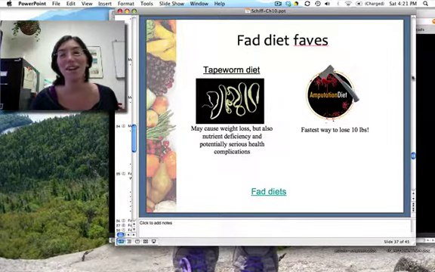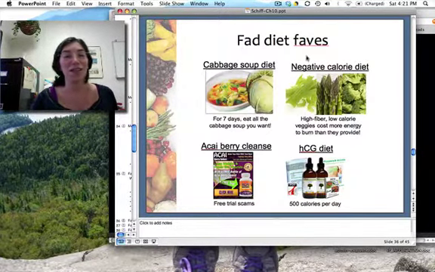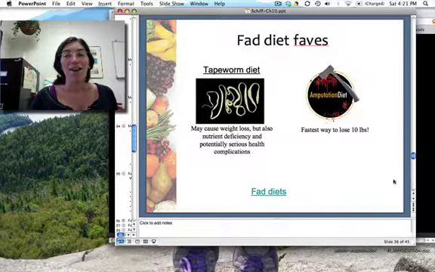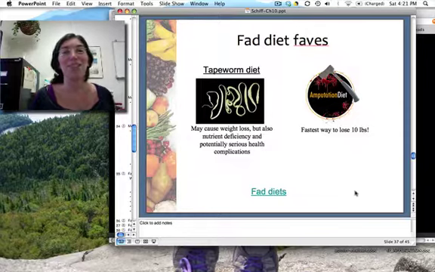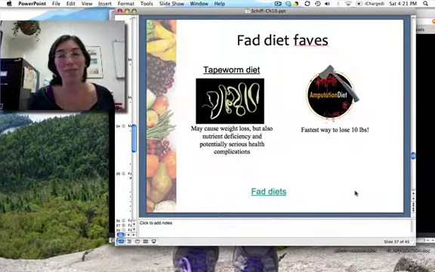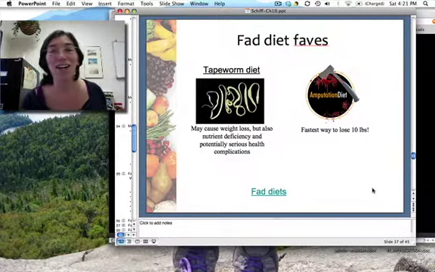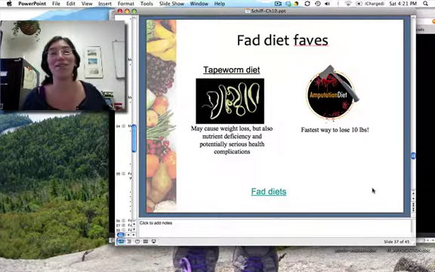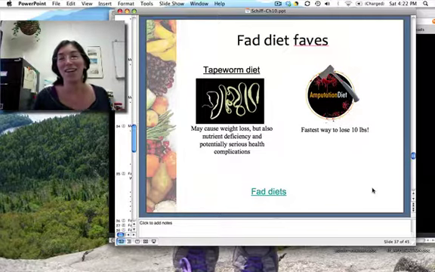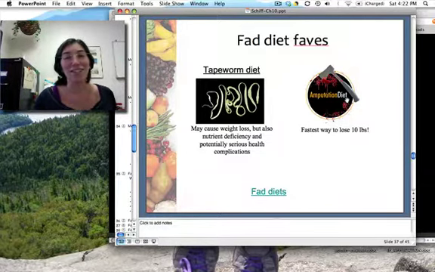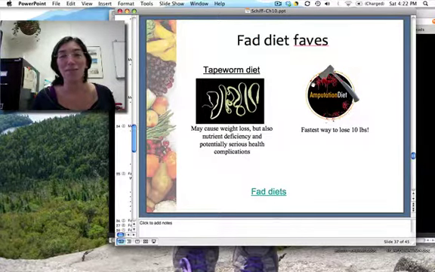So then these are some extreme cases of fad diets. These are the somewhat ridiculous fad diets, the amputation diet and the tapeworm diet. The amputation diet is a joke. I found it on a website, and I thought it was funny. That the fastest way to lose 10 pounds is just to cut off your arm. There you go, 10 pounds gone in 10 seconds. But obviously, that's not really a feasible diet.